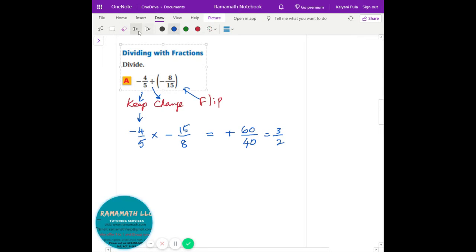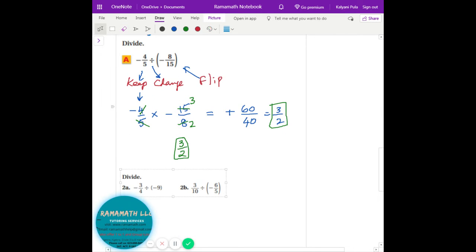Or you can do this math without going all the way up there. I can see 5 goes in 15 3 times, and 4 goes in 8 2 times. And I can write it as 3 halves. Negative times negative is positive. Both of them work well. Okay?